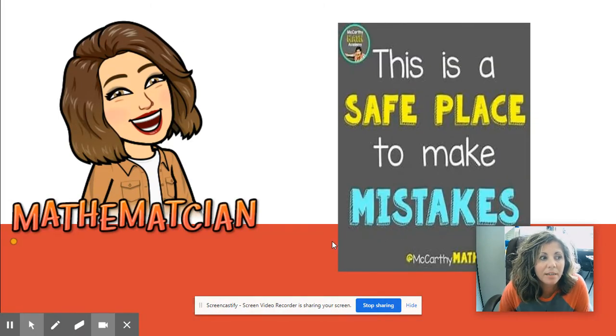The first thing that we need to think about is a mathematician. A mathematician makes mistakes. They learn from their mistakes. They grow from their mistakes. So this is a safe place to make mistakes. I'm going to make mistakes. I'm going to mess up when I'm talking. Okay? I'm going to make mistakes in the classroom. You're going to make mistakes, but we all can learn from our mistakes.